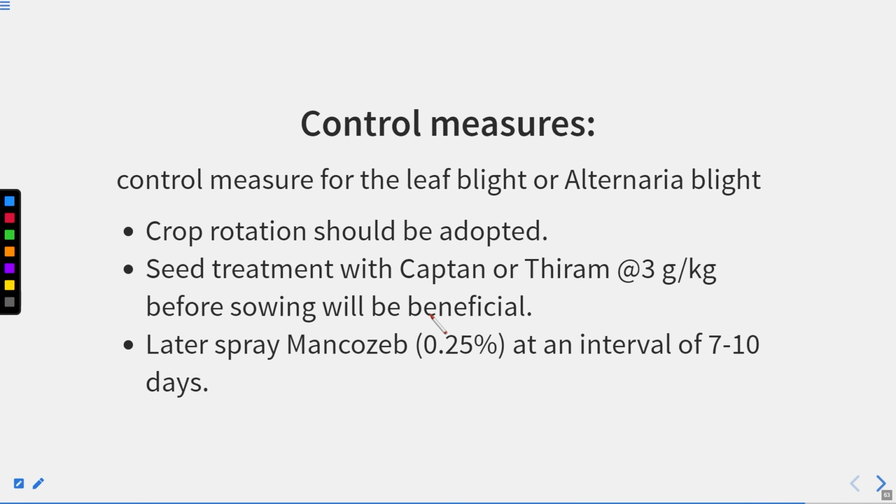Control measures for the leaf blight, the alternaria blight: crop rotation should be adopted for this. Seed treatment with Captan or Thiram at 3 gram per kg before sowing will be beneficial. And later spray mancozeb, that is 0.25% at an interval of 7 to 10 days. That is quite effective.